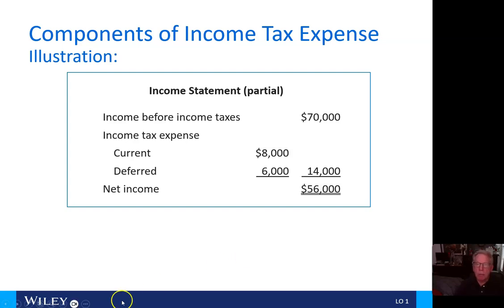Okay, so if we look at a partial income statement, here's our income before income taxes. Here's our income tax expense, $8,000, our deferred income tax, and that's a total of $14,000 income tax expense, and our net income of $56,000 per GAAP.